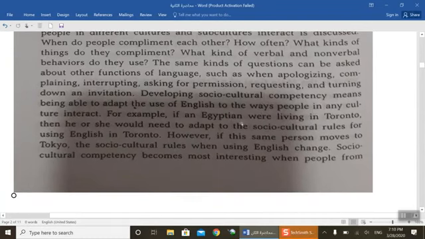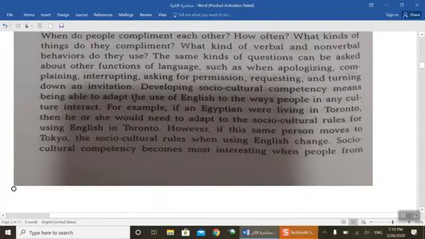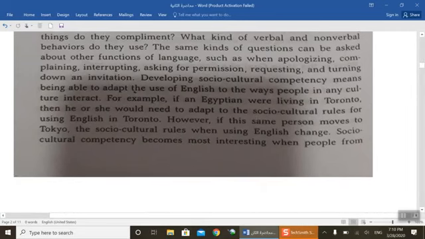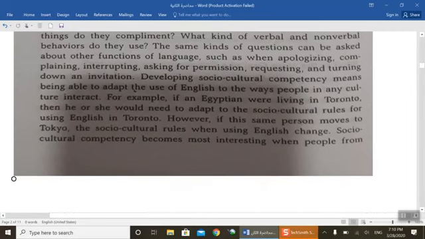For example, if an Egyptian were living in Toronto, then he or she would need to adapt the socio-cultural rules for using English in Toronto. The same. Like, for example, there is a proverb which says, when in Rome, do as Romans do. When in Iraq, do as Iraqis do.